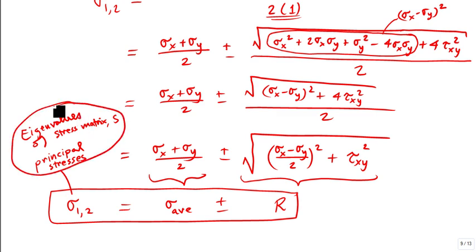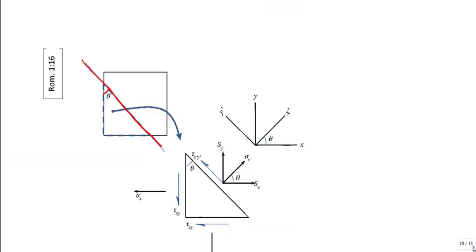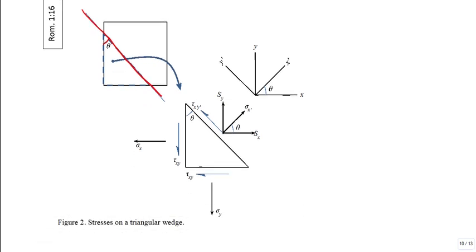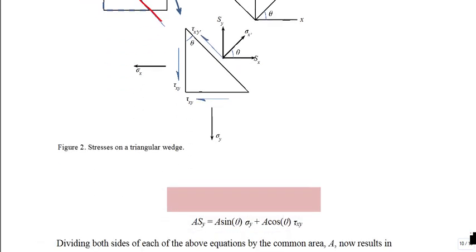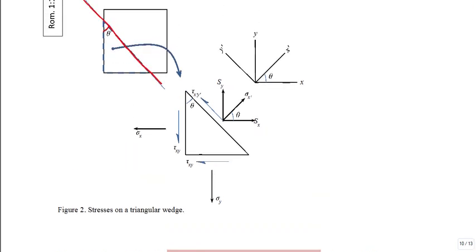Okay, very good. Now, let me continue the discussion as I had intended a second ago. So let me come back here and let's just look at this a little bit more closely. We want to now look at this stress wedge, and notice that originally I had a sigma x this way and a sigma y pointing this way, and then I had some shear stresses, tau xy.